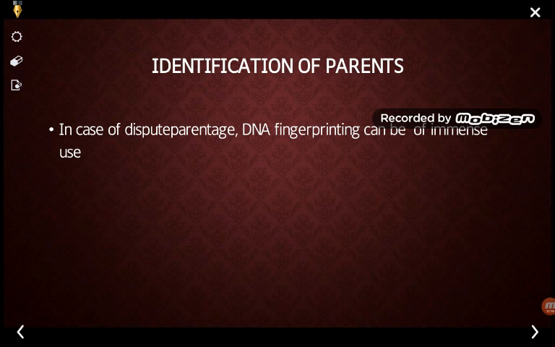Next is the identification of parents. If there is a dispute over parentage, meaning which parent the offspring belongs to, in this case DNA fingerprinting can be of immense use. By doing DNA fingerprinting we can find out who is the correct parent of the given offspring. So the next one is nitrogen fixation.